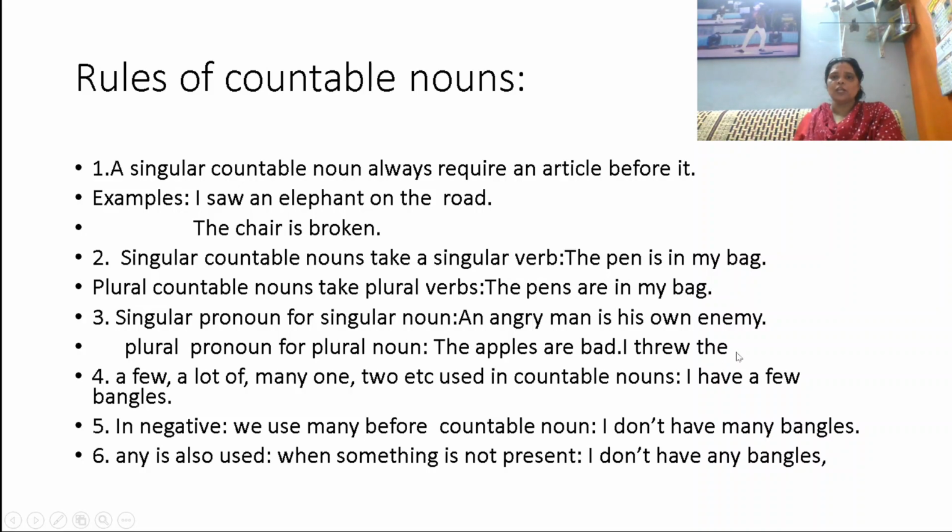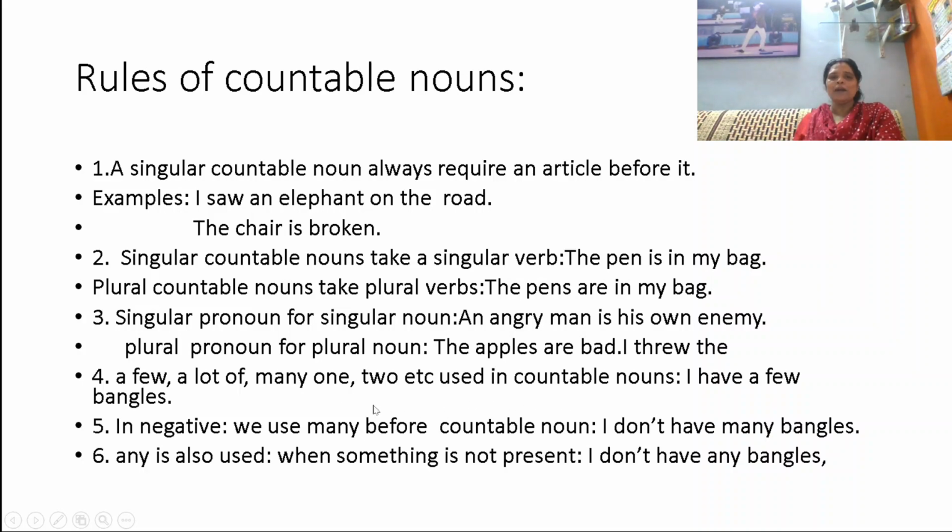The apples are bad. I threw them. Sorry, here a mistake happened. Them. It is not em, it will be m. So I threw them. So them refers to the pronoun of which word? It is the pronoun of apples. So it will be them. Now, a few, a lot of, many, one, two are used for countable nouns.